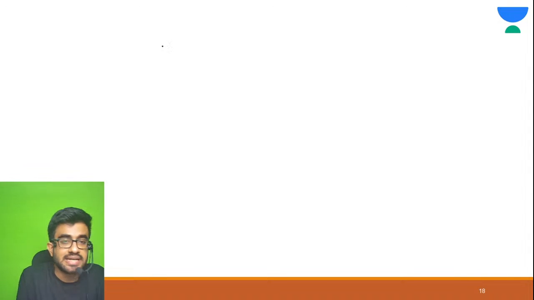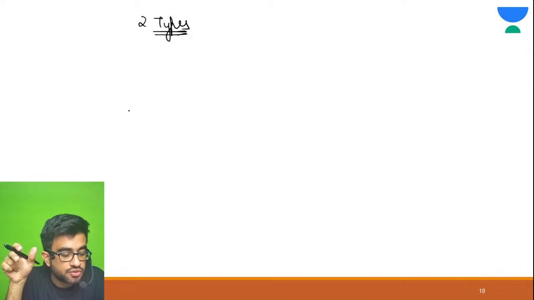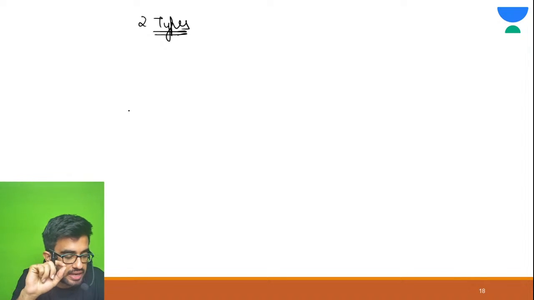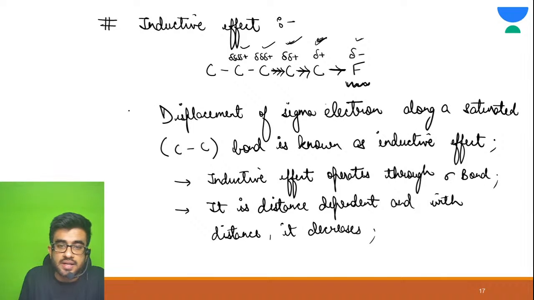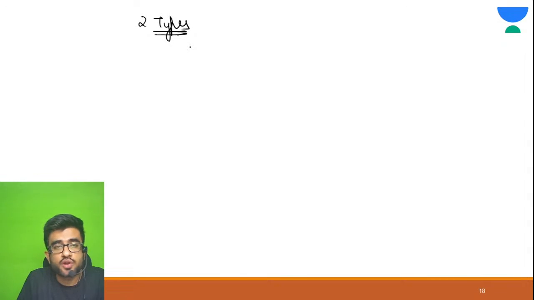Now see, again these are of two types. Inductive effect is of two types, similar to how resonance was of two types. I'll explain again. See, it is distance dependent. Why? Because as you go away from this fluorine, the positive charge on carbon is decreasing. Its effect is getting minimum, getting neutralized as distance increases. Resonance was also of two types, plus R and minus R, if you remember. Similarly, inductive effect is also of two types.